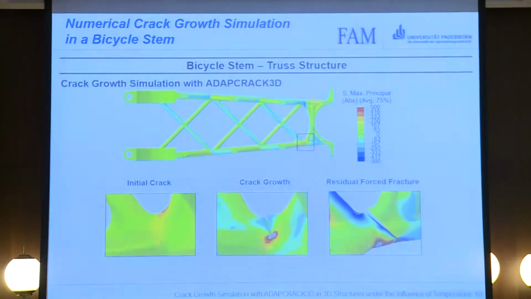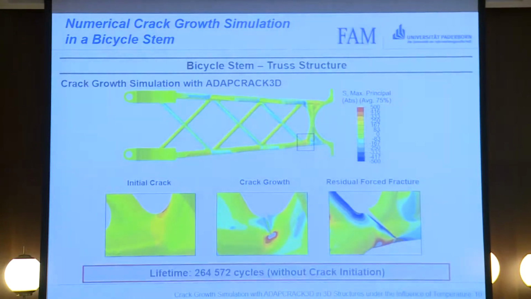So after I think 48 simulation steps, the simulation is done, and we can see the initial crack, the crack growth, I think after 20 steps, and the final residual force fracture here. The residual lifetime which was calculated by ADAPCRACK was 264,572 load cycles, where we are not considering the crack initiation lifetime.